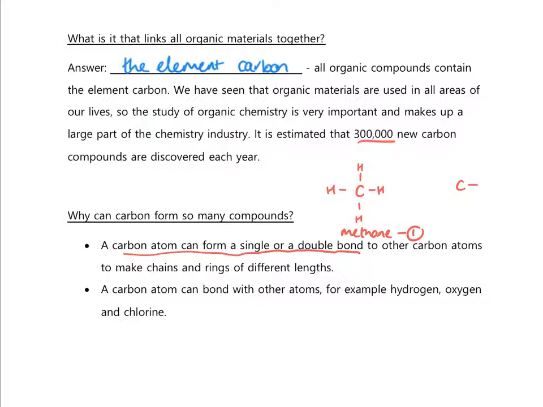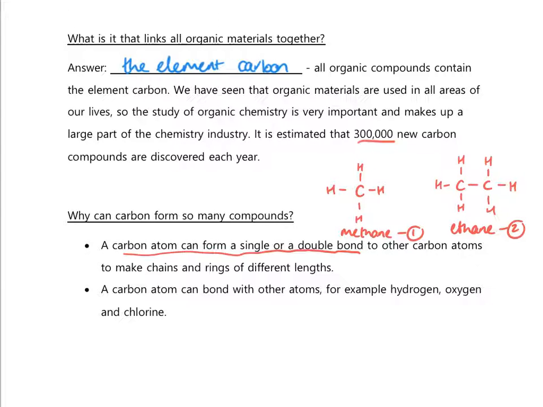Then the next alkane in the series is ethane, and ethane has 2 carbons in the chain, and this can go on and on and on. We can have an alkane with 3 carbons, 4 carbons, 5 carbons, 6 carbons, and already as you build on the chain length, you're forming new compounds. So carbon can form many compounds because it can form these chains of different lengths.